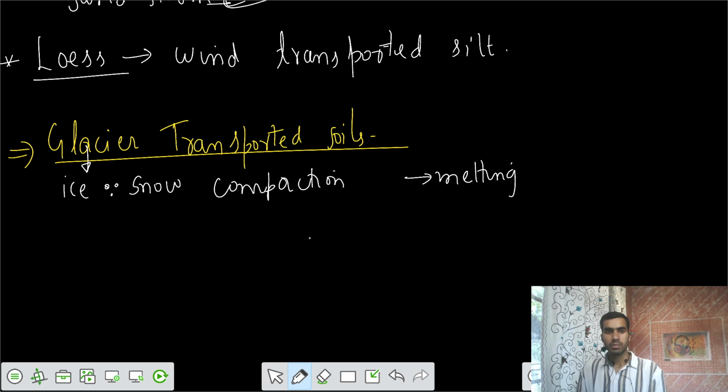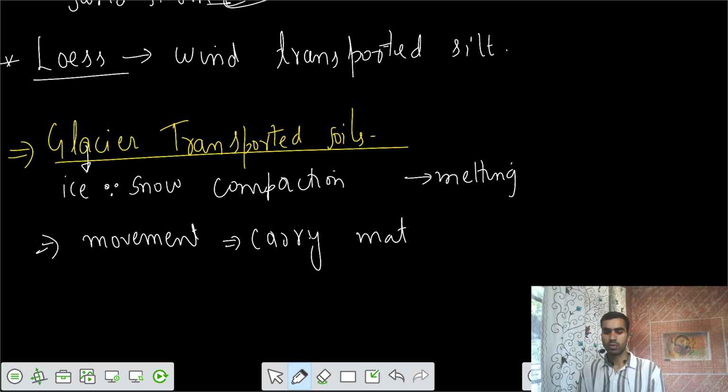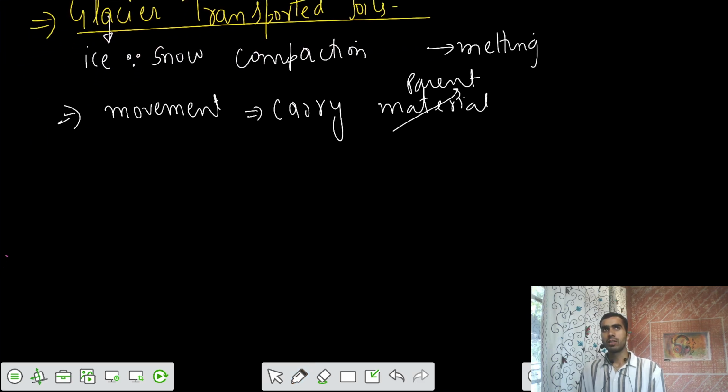So it's going to carry that particular material along with it. So melting, there is movement. When the glacier is going to move, it would carry what? It would carry that material along with it. What material? We can say solid parent material. This is your parent material. So once there is movement, that means there is transportation, and some sort of soil is going to be deposited somewhere, and we have a general term that we call a drift. So glacial drift.